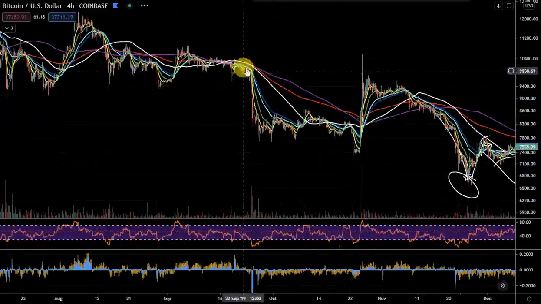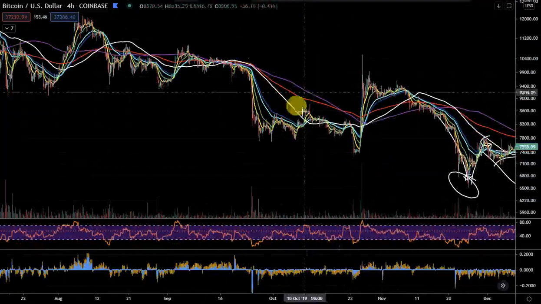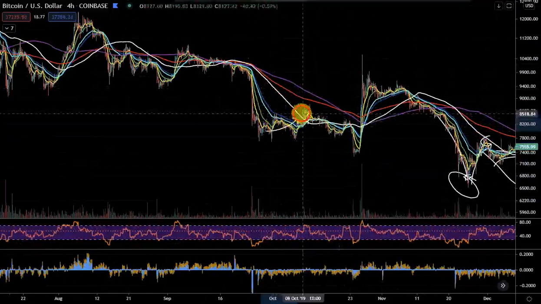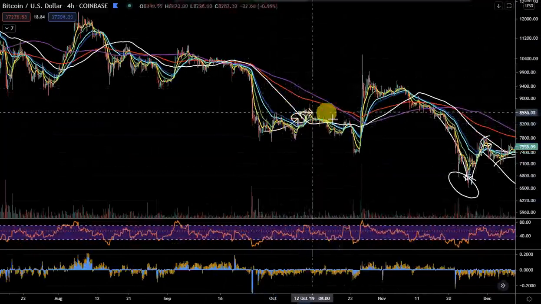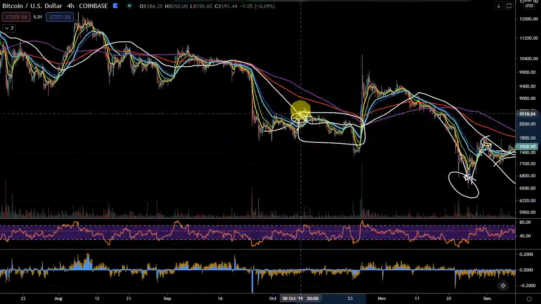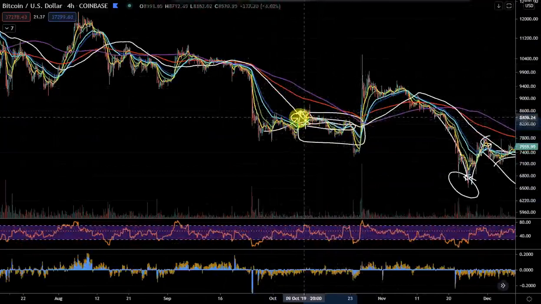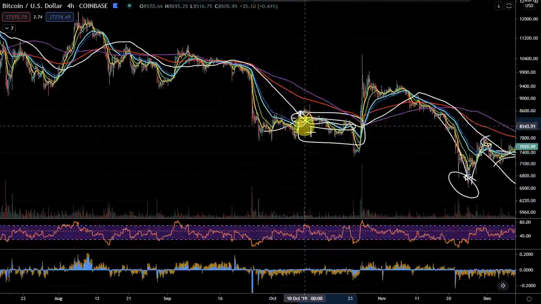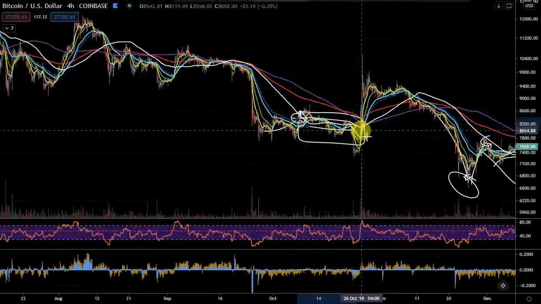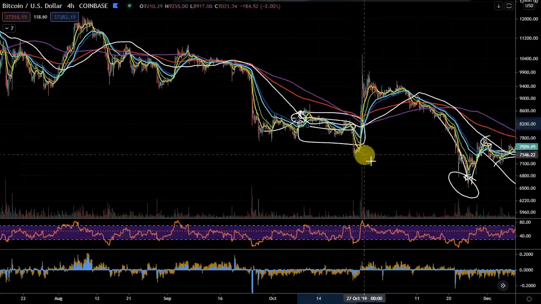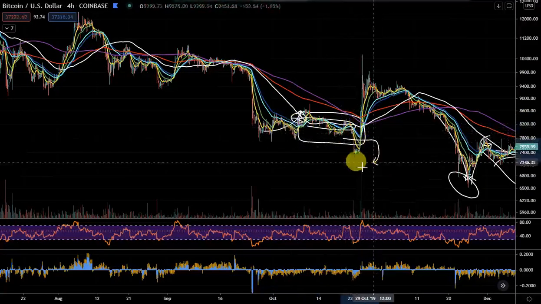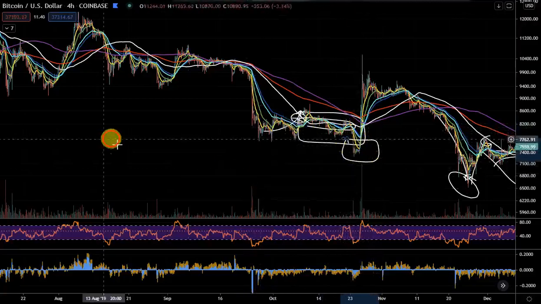Now here's another one. We had this drop coming up onto the first touch of the white 100 moving average. After that, there was still a period of chop. You can see this quite a substantial period of chop. This is just the 10th of October to the 25th of October. There's still two weeks of chop, and there was also a stop hunt of the lows. So just something to keep in mind.